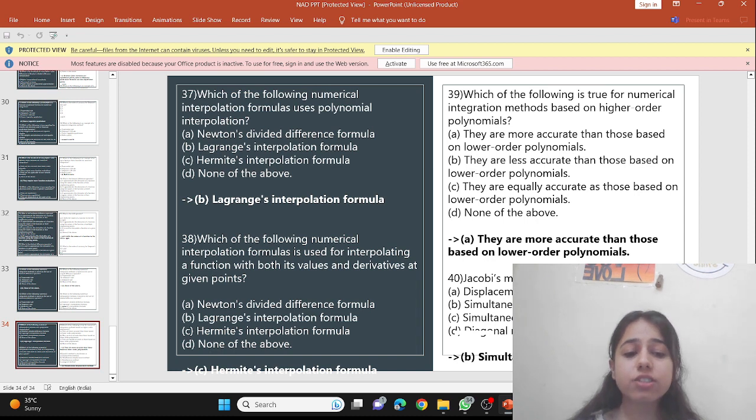40. The last question: Jacobi's method is also known as displacement method, no. Simultaneous method, no. Diagonal method, no. Simultaneous displacement method, yes. So the correct option is simultaneous displacement method. Jacobi's method is also known as the simultaneous displacement method.